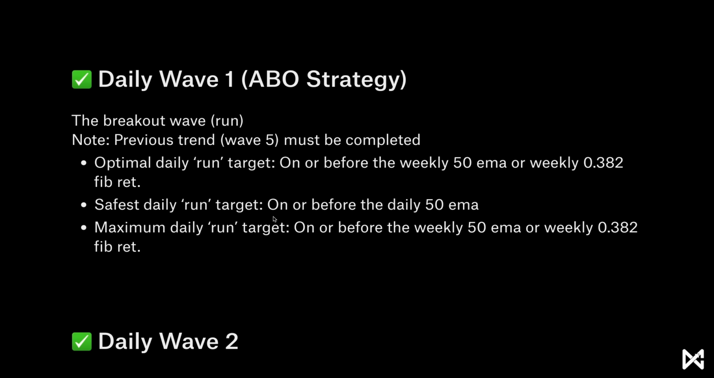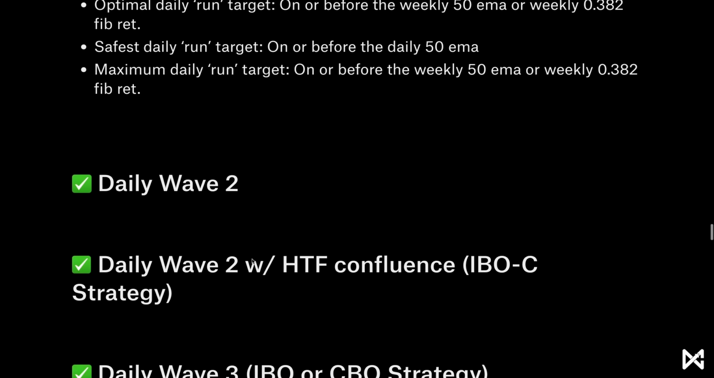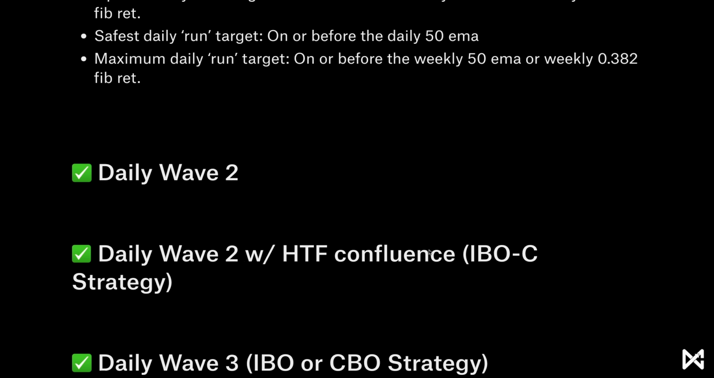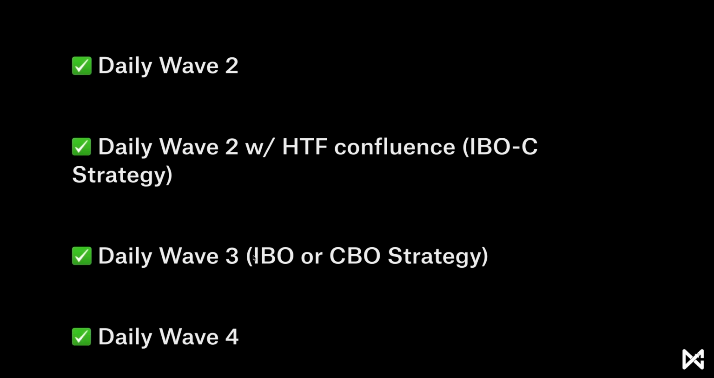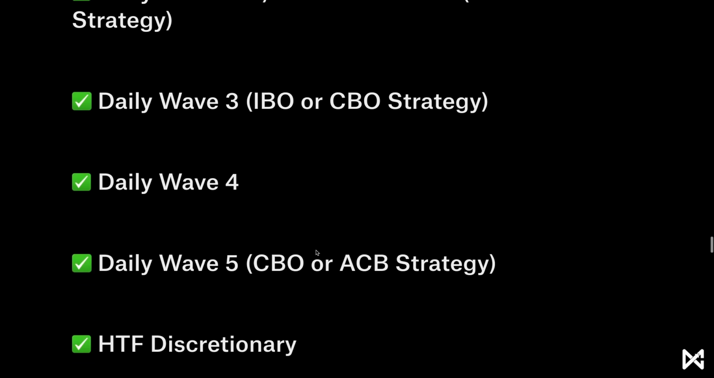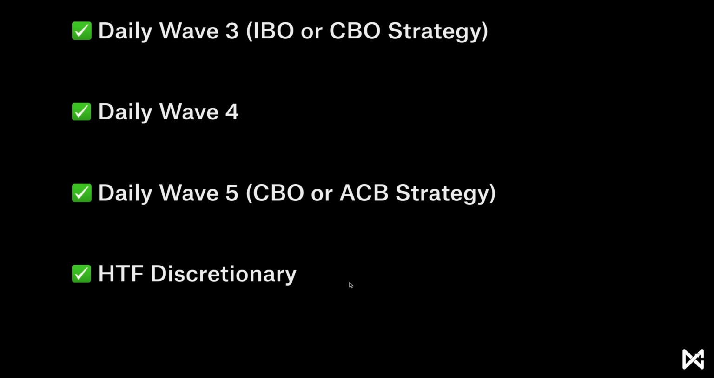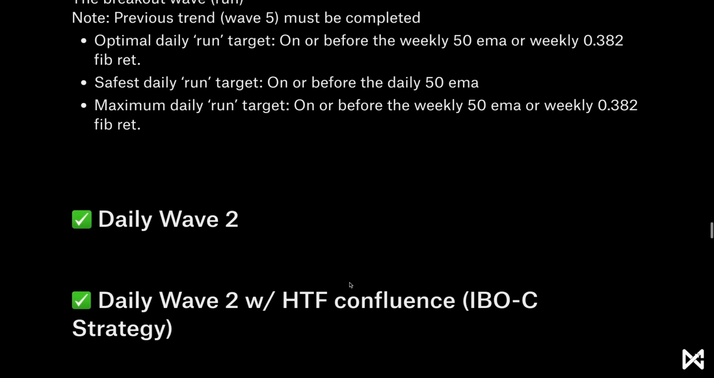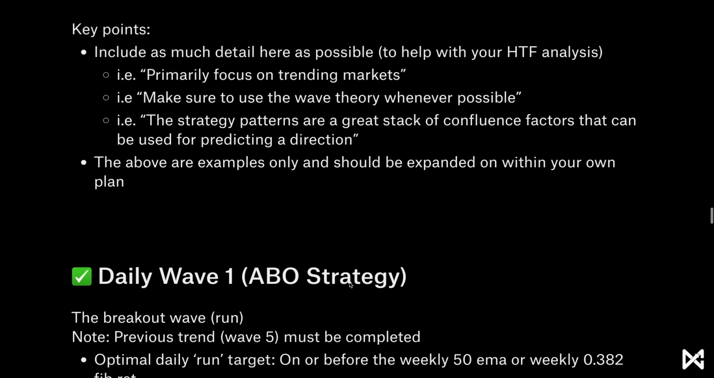The way I structure my higher time frame analysis is focusing on the wave theory. So daily wave 1 is an ABO strategy. Daily wave 2 is a pullback. Daily wave 2 with higher time frame confluence, such as a weekly 50 EMA rejection, which would be like an IBOC on a higher time frame if you know the masterclass strategies. Daily wave 3, such as an IBO or CBO strategy. Daily wave 4, daily wave 5, CBO or ACB. Higher time frame discretionary, right? So I structure my higher time frame analysis in that fashion.